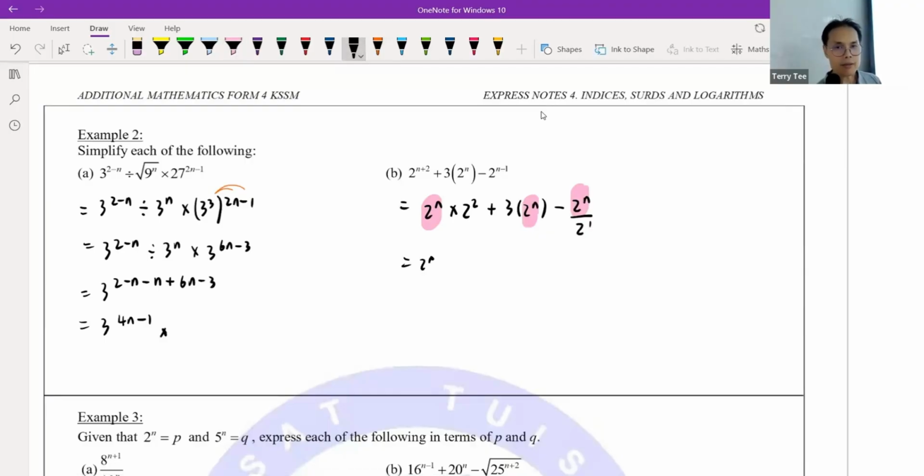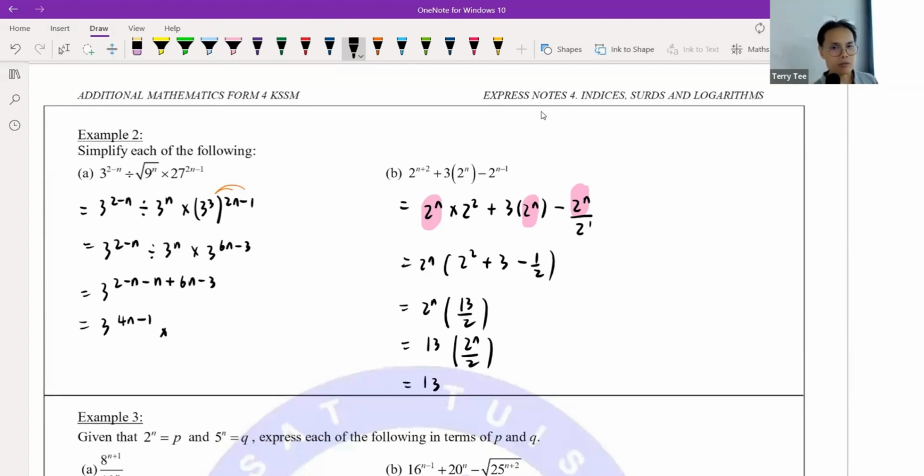If you take out 2 power n, this is 2 power 2, this is 3, this is 1 over 2. 2 power 2 is 4. 4 plus 3 is 7. 7 minus half is 6.5, right? 6.5 is 13 over 2. Am I right? I think we can just keep the 13 in front, and put 2 power n over 2 at the back.